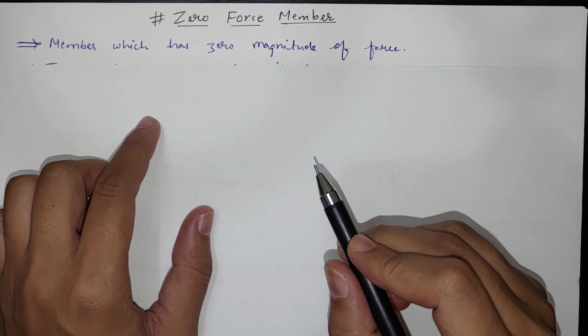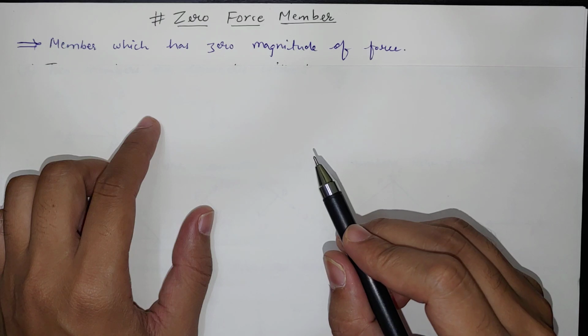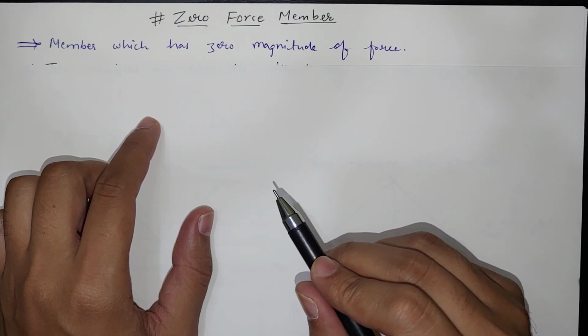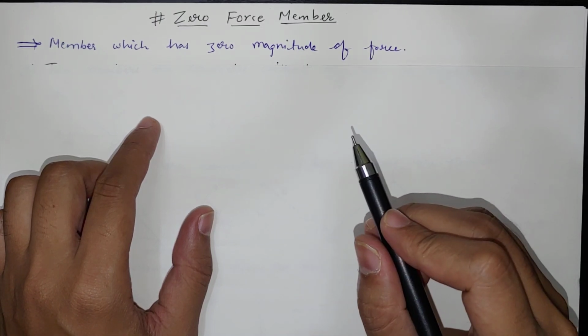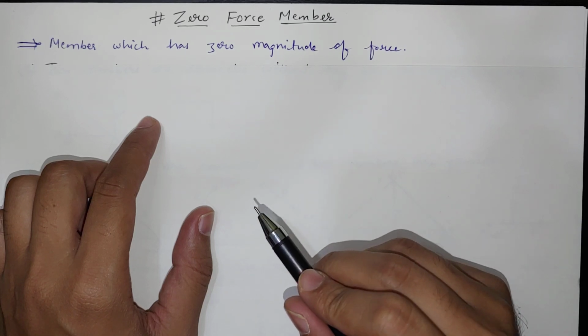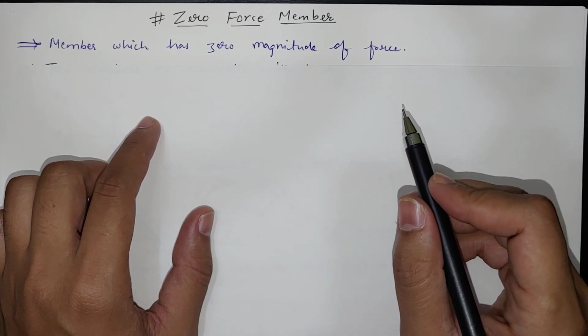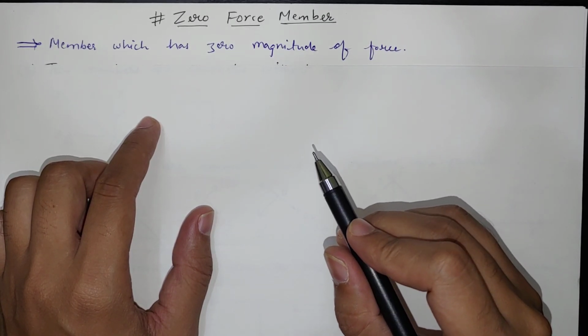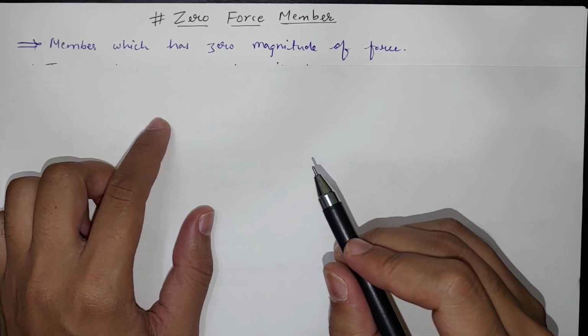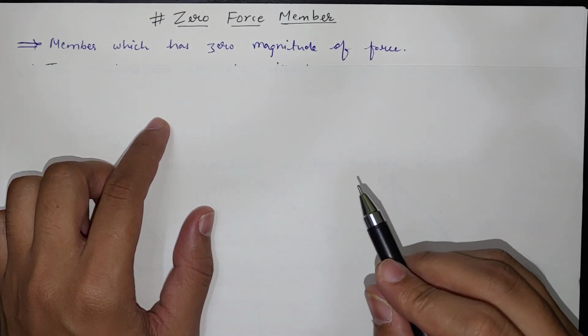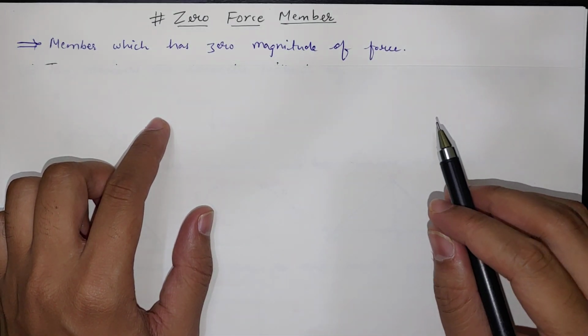In many of the questions in the GATE exam or other exams, they ask about the force inside a bar in one of the trusses, and we do not have to calculate anything, because it is a zero force member and we have to directly put 0. So that is a trick question, and we will discuss some of the cases where we can directly tell a zero force member in the truss.